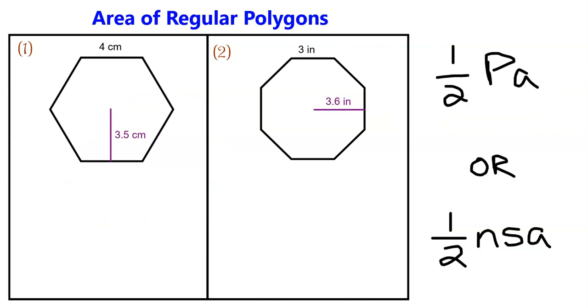area. So in each of these 2 regular polygons, in a minute, you're going to pause the video and calculate their areas. The 4 centimeters and the 3 inches are the sides of a single side of the regular polygons, and the 3.5 centimeters and the 3.6 inches are the lengths of the apothems. So go ahead, pause the video, calculate the area of these 2 polygons, come back when you're ready to see the answers, and end the video.